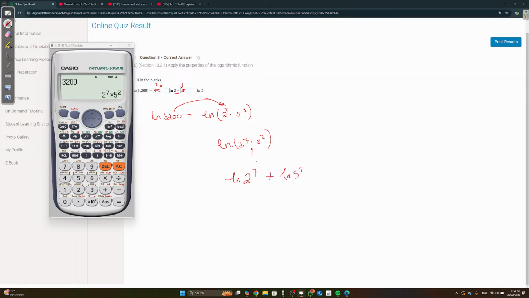Okay, what does this mean when you have powers? What can you do with them? You can take them down as coefficients. As you can see here, and that's why the answers here are 7 and 2.